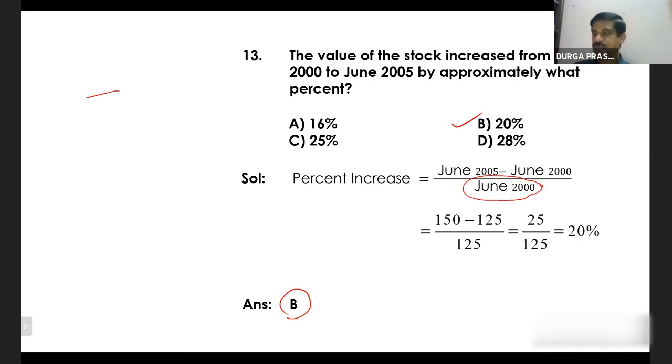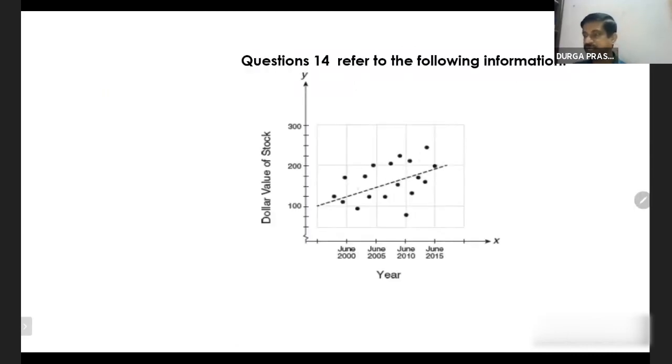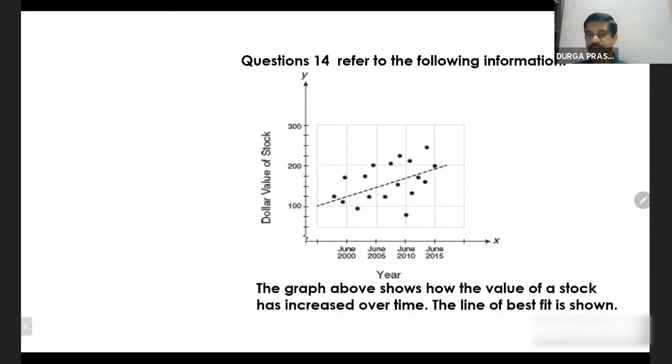Okay, let us go to the next question. Question 14, refer to the following information. It is the same, the previous graph only. So we have noted certain information, and let us see what we need to work on. The graph above shows how the value of stock has increased over time. The line of best fit is also shown.